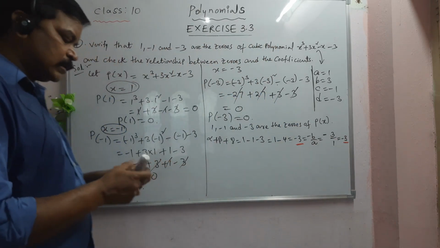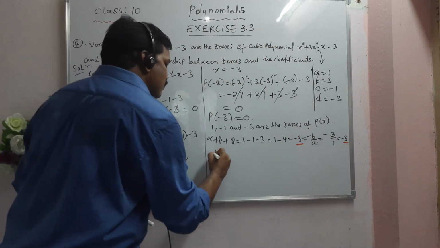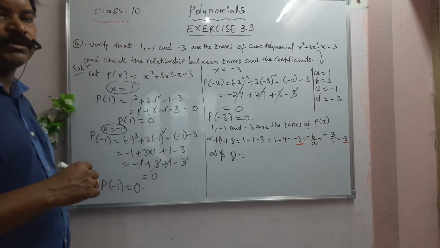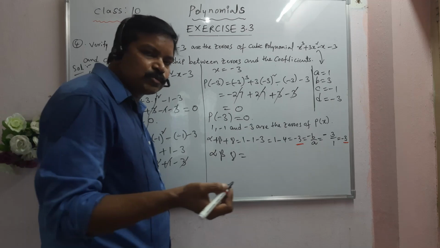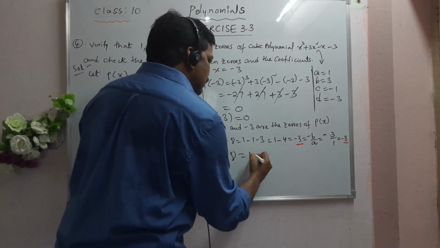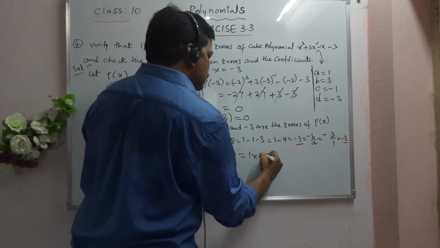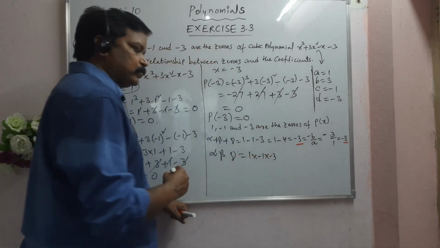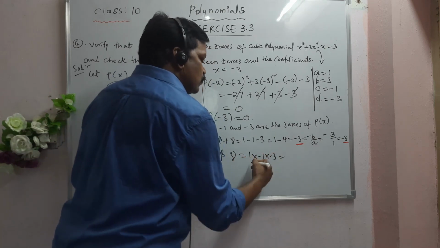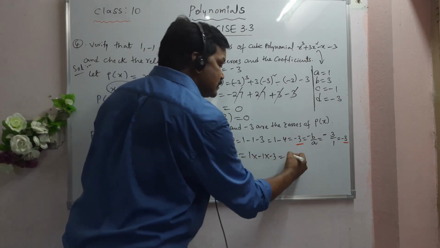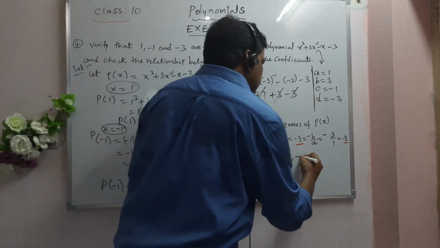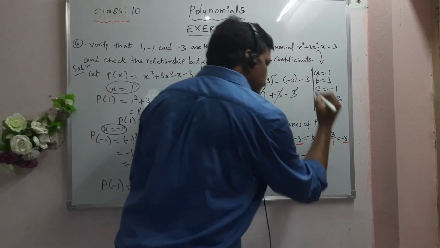Here alpha plus beta plus gamma, by adding the 3 zeros we got -3, and according to their coefficients also -3. Next, one more is there, alpha beta gamma, that means product of the zeros. What is the product of the zeros, students? Yeah, minus d by a. Now let us multiply. 1 times -1 times -3. So minus into minus is plus, 1 into 1 is 1, 1 times 3 is 3. So this is 3.